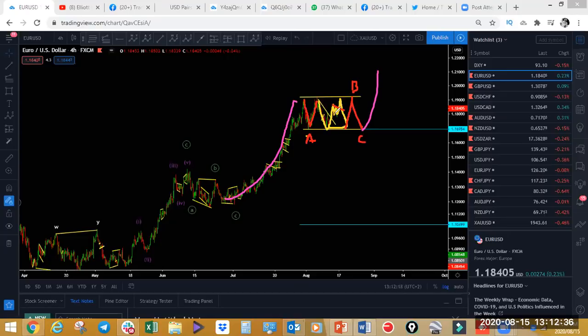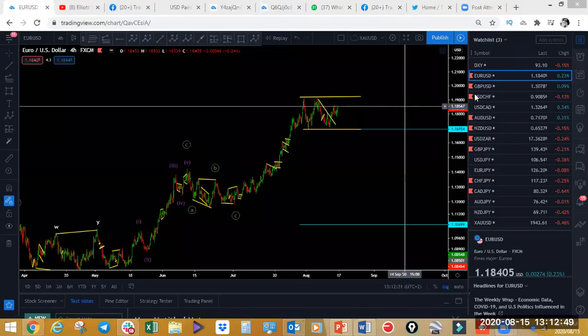Where are we currently? We are here. Maybe a bit of a pullback here and a push up higher, come back down again before we go. So a bit more sideways here on the euro, or even a triangle can form. So let's wait for the structure to give us direction there.